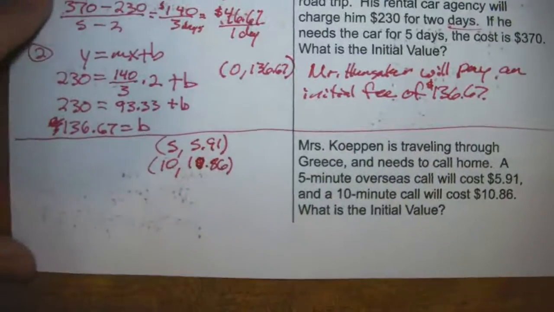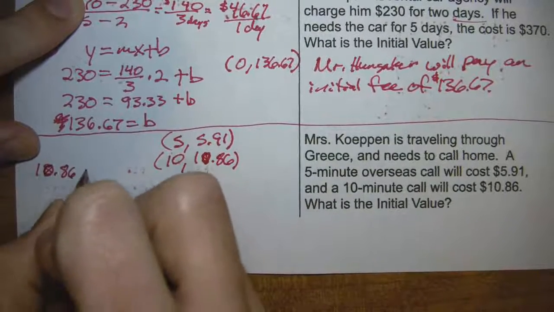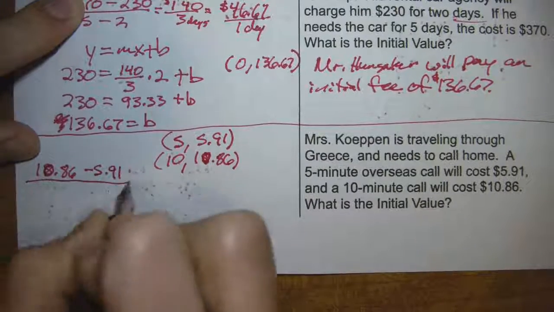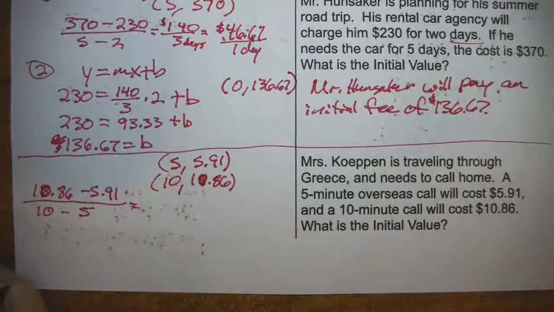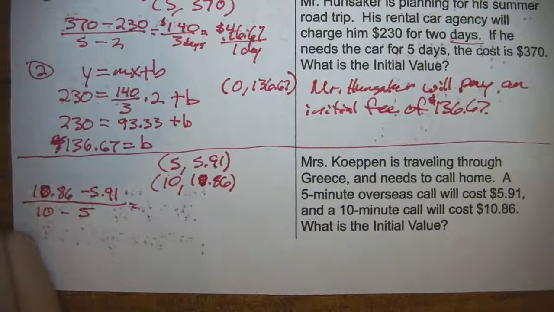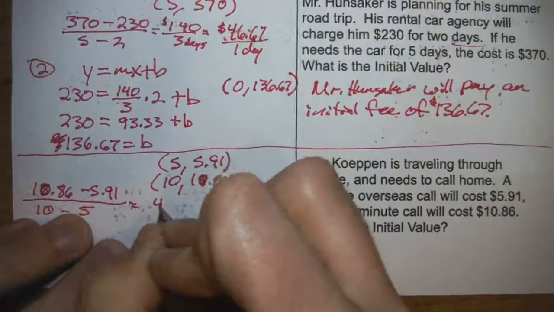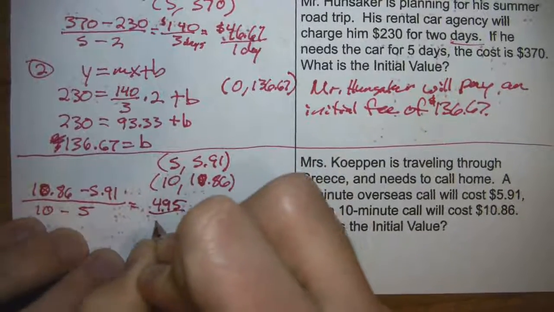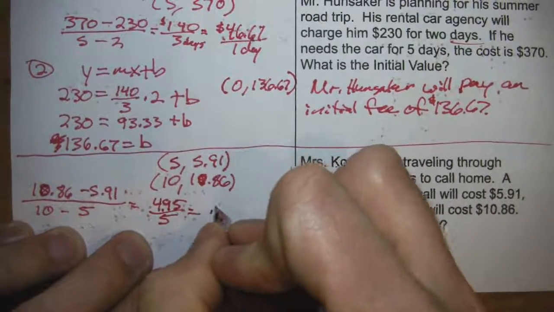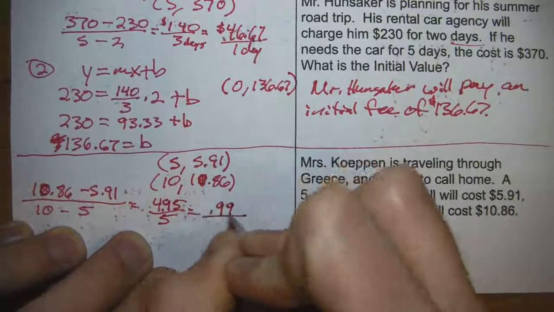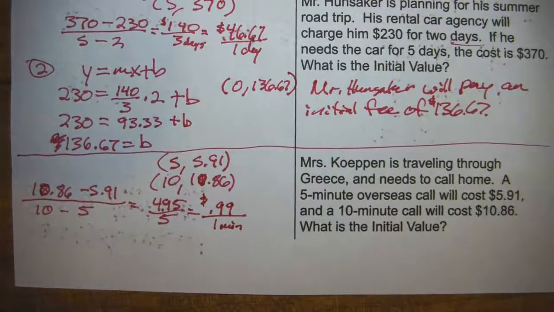All right. So let's find slope first. So I'm going to take 10.86, and we'll subtract 5.91. And then we'll take 10 and subtract 5. Cool. So if I take 10.86 and subtract 5.91, make sure we write this correctly, we get $4.95 over 5. So we can go ahead and divide that out. So it looks like it's going to be about 99 cents per 1 minute. Kind of expensive. Almost $1 a minute to call.